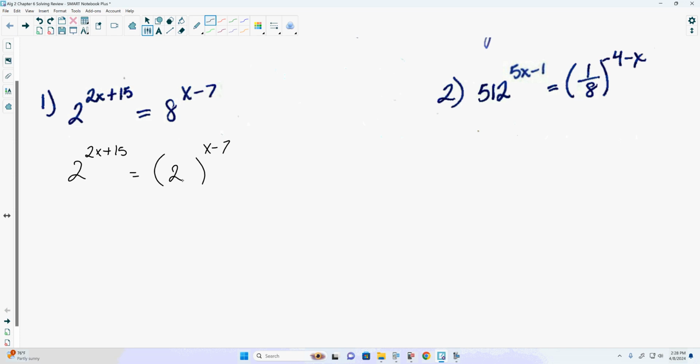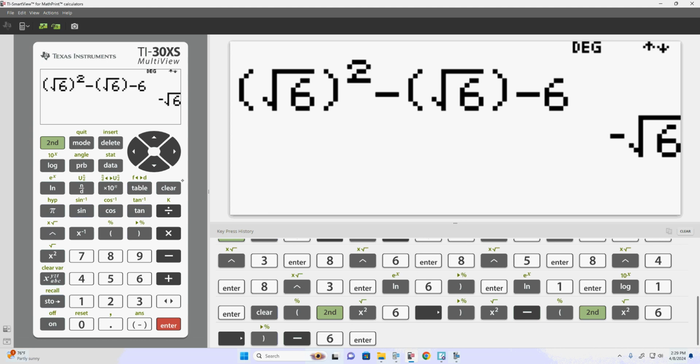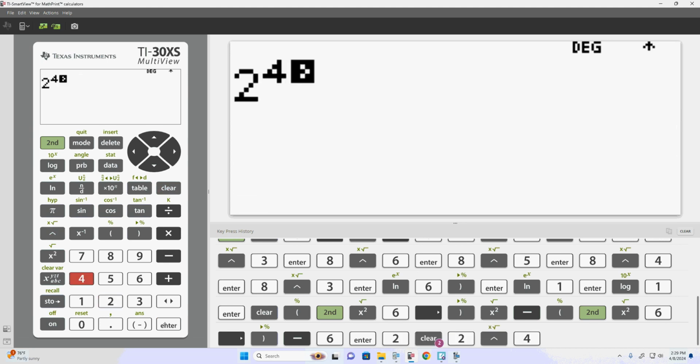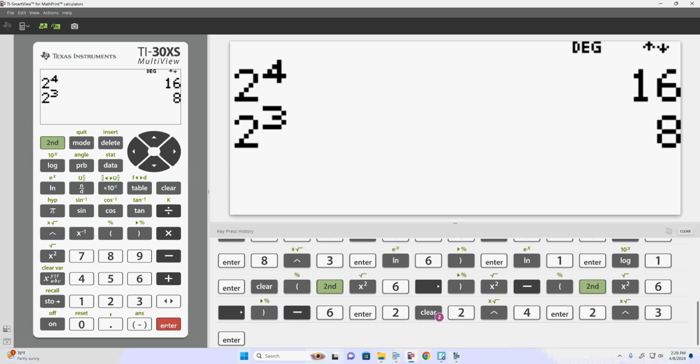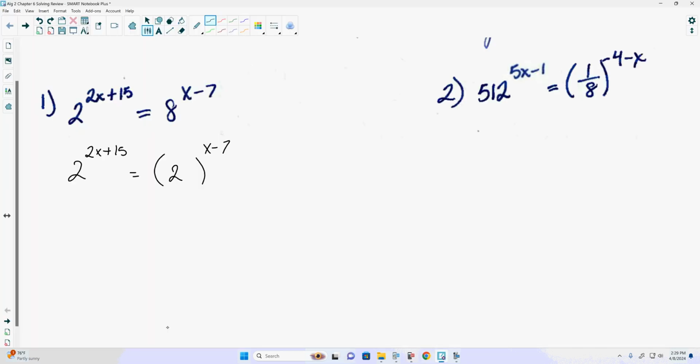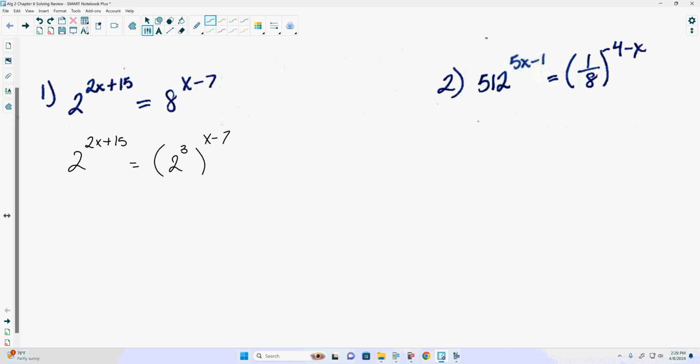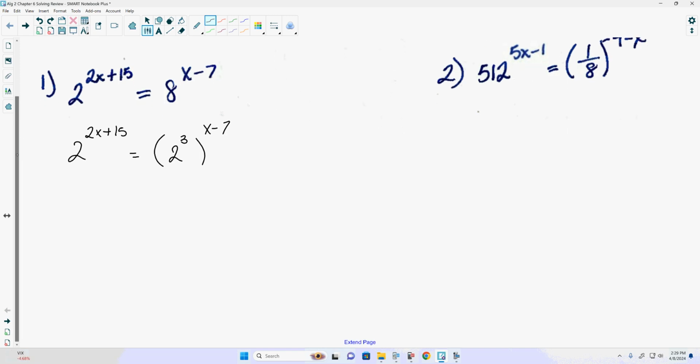So we can check and see. Because 2 to the fourth is 16. 2 to the third would be 8. So for us here, it would be 2 to the third. And again, we need the bases to be the same so we can solve this.